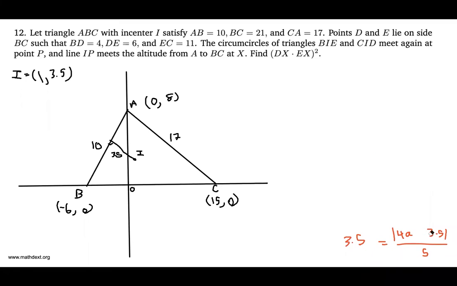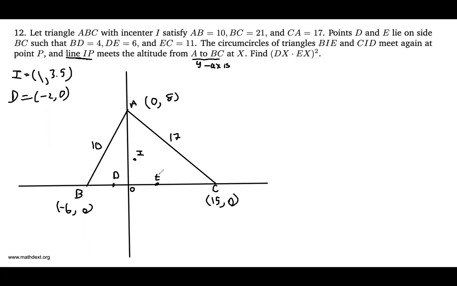Because now that we know where our incenter is, we can deal with some of the rest of these points. In particular, it's time to find some of the lines we are intersecting. Remember, we care about where point X is. And point X is the intersection of line IP and the altitude from A to BC, which very conveniently happens to be the y-axis. So if we can find line IP, we are basically done. However, we don't know where P is. But what we do know is that if D is here, BD is 4, so D is at (negative 2, 0). We have point E here, DE is 6, so E is going to be at (4, 0).